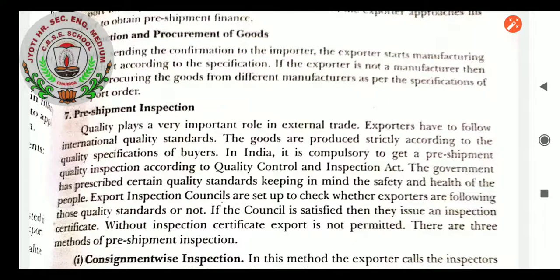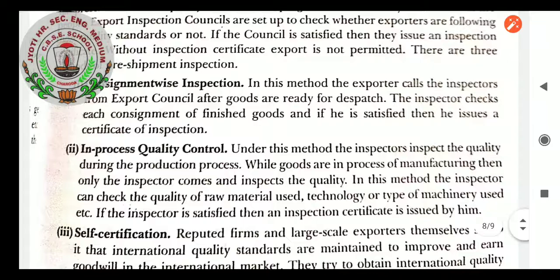Now in our class, the last point about this export procedure we will be going to learn is how many types of inspection is done. How many types of inspection? 3 types of inspection is done, student. One is consignment wise inspection. As the name is consignment wise. Consignment means batch wise order. As the order we are getting, we are producing.